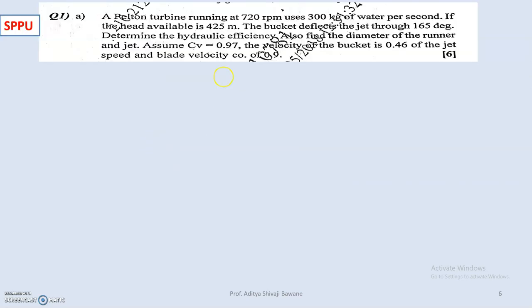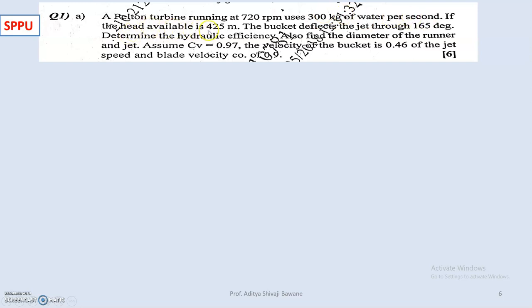Let us learn a numerical. So it is asking SPPU recent paper. The Pelton turbine running at 720 rpm uses 300 kg of water per second. So it is mentioned that speed and mass of water per second. So mass flow rate is given.